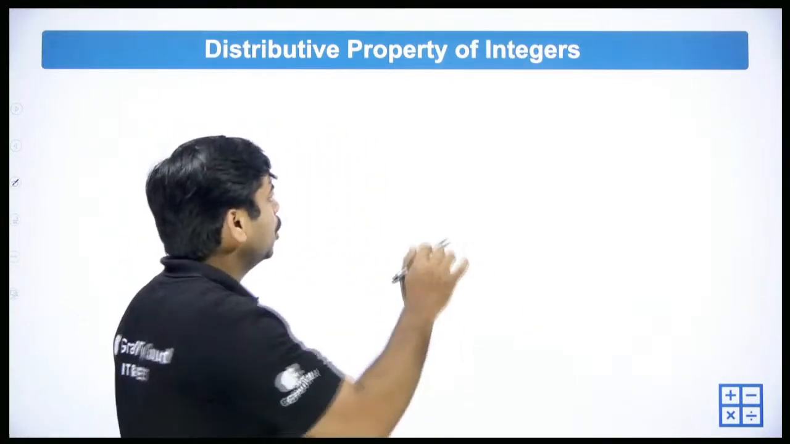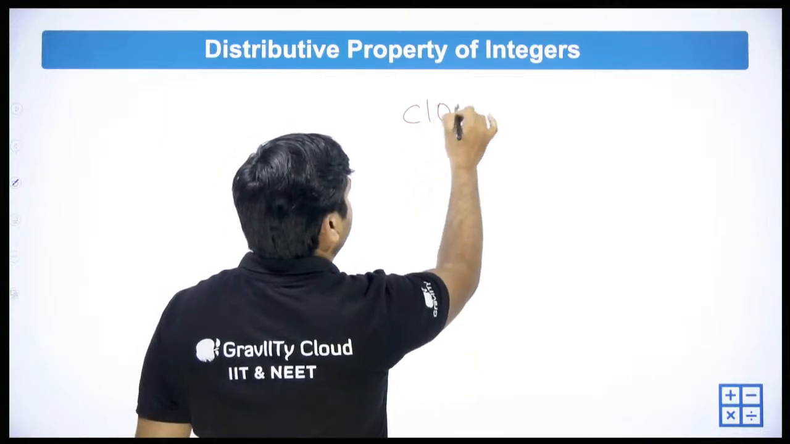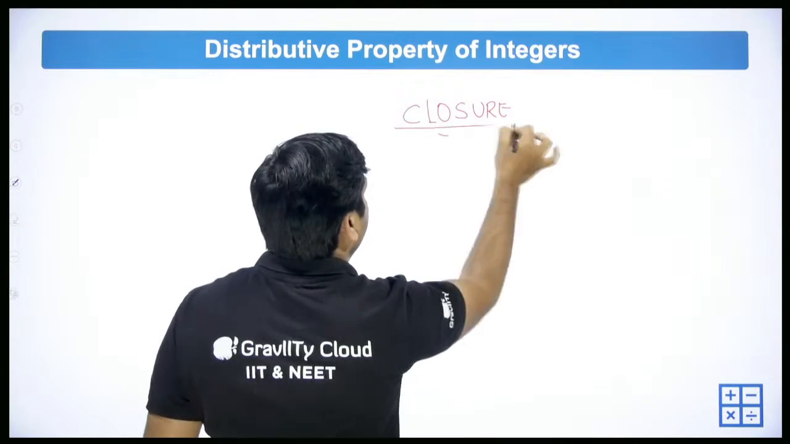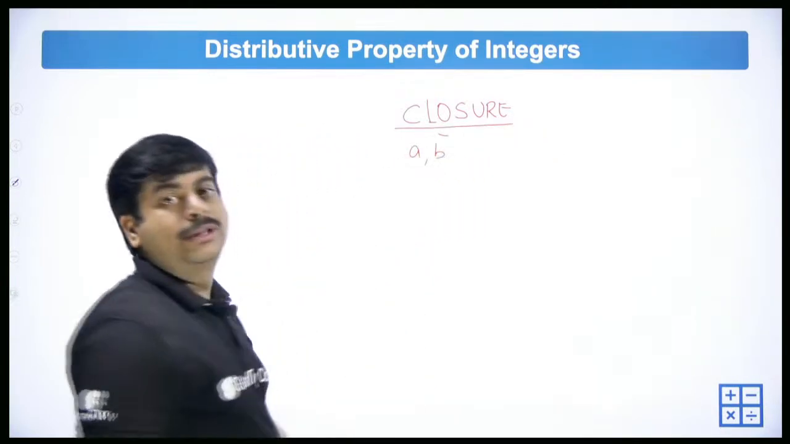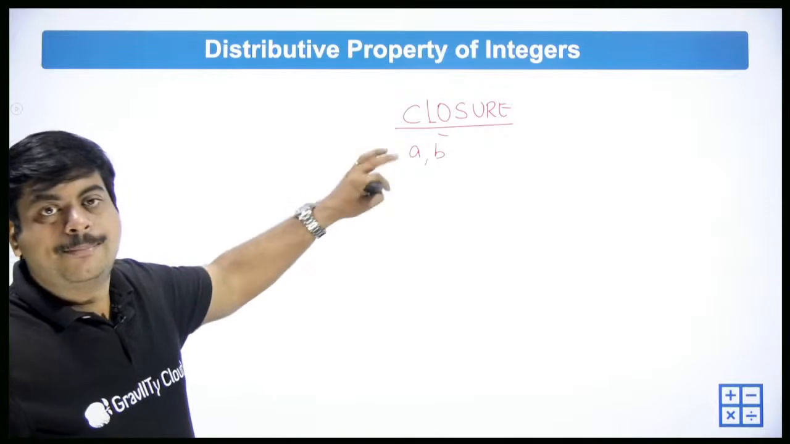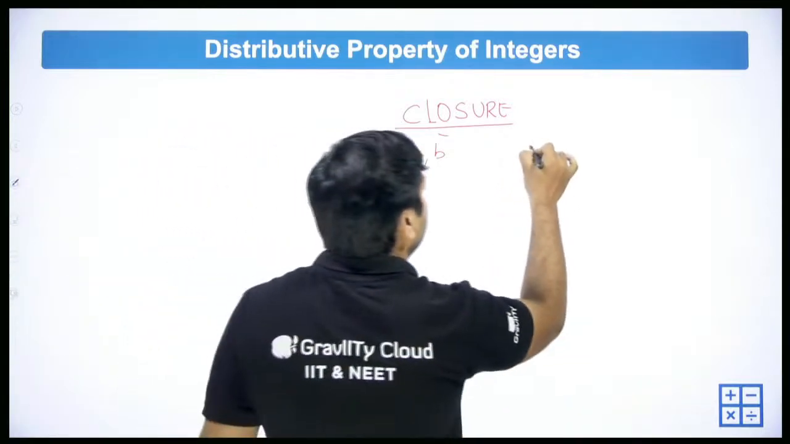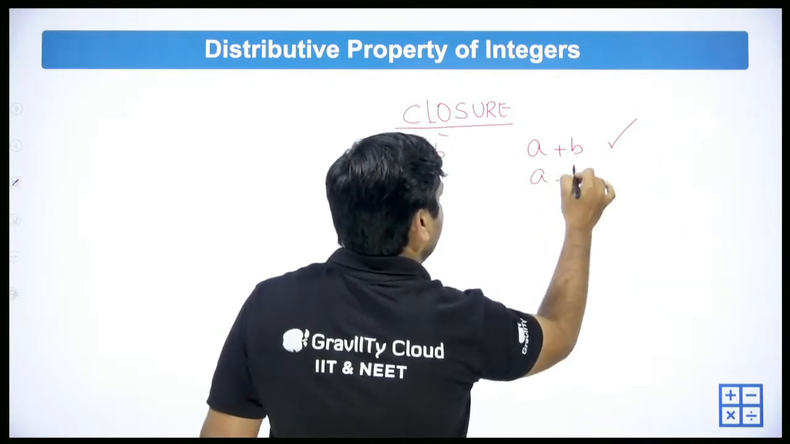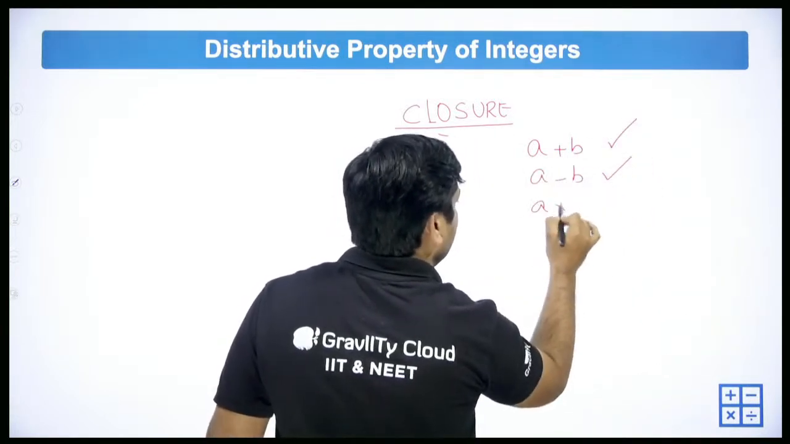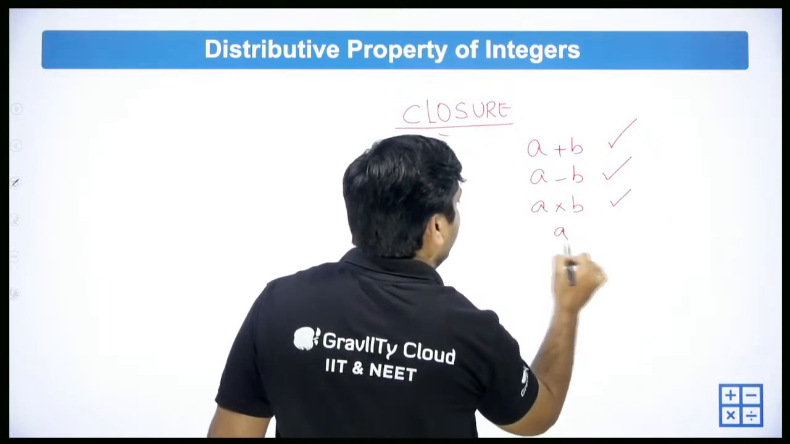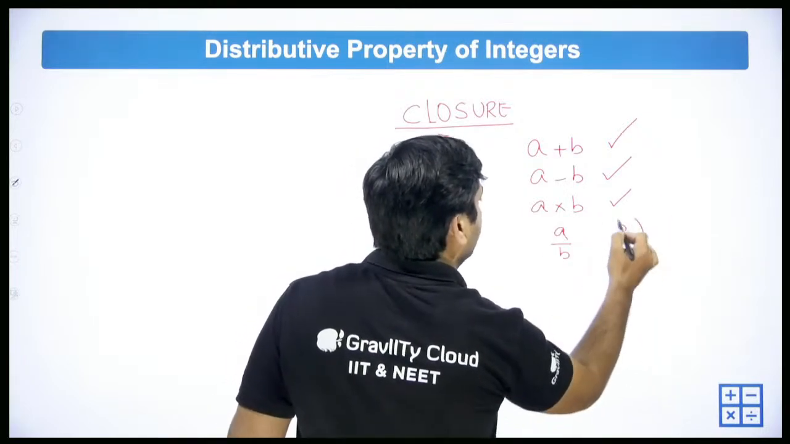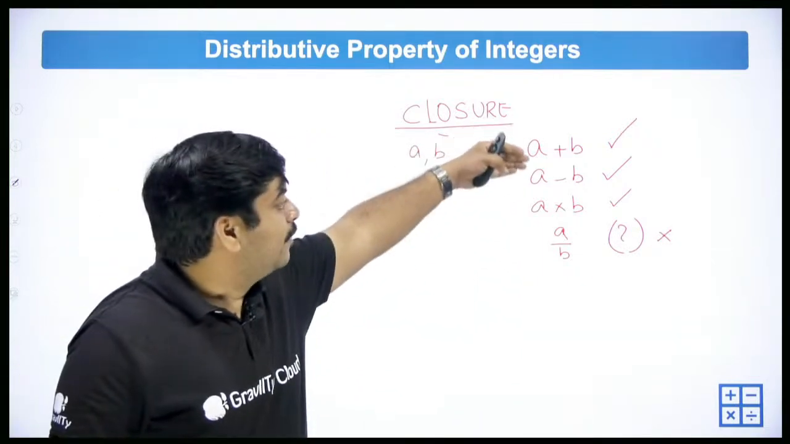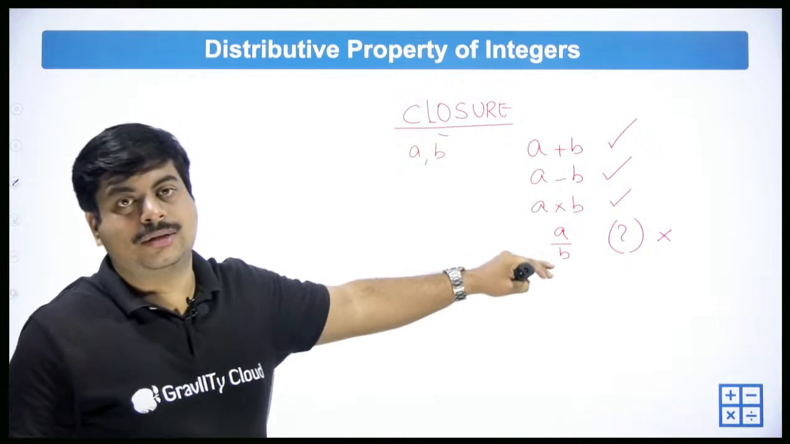When we are taking the closure property, if you have two numbers A and B, both being integers, we can say that A plus B is also an integer, A minus B is also an integer, A into B is also an integer, and A divided by B may or may not be an integer. So closure property is valid for all these except for division.